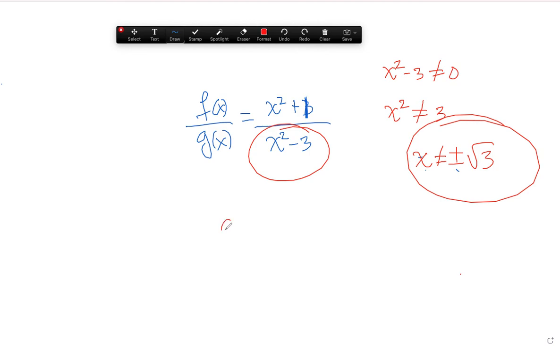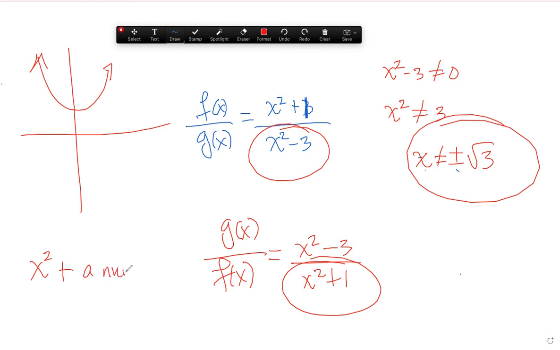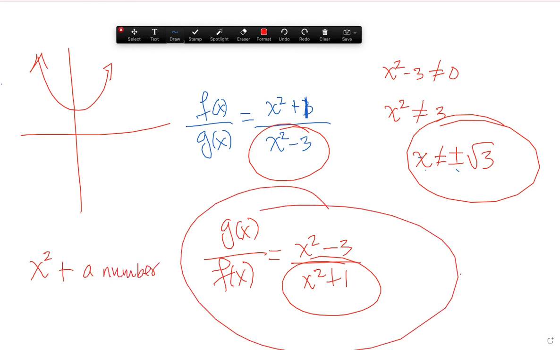Now, if the question had been g of x over f of x, just to go the extra mile because we were trying to get an A, x squared plus 1 would have been in the bottom. But wait, you could graph the quadratic x squared plus 1. It's above the x-axis. It's never 0. And what I said in the past is x squared plus a number is never equal to 0. So if it was g of x over f of x, where it's x squared plus a number in the denominator, the answer for the domain would be all real numbers, because the denominator would never be 0. Does that make sense?